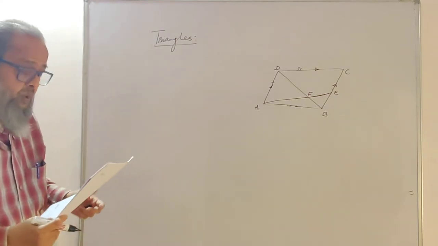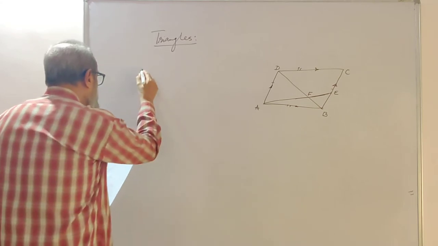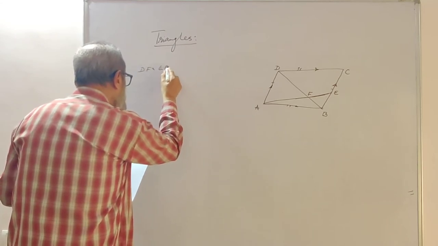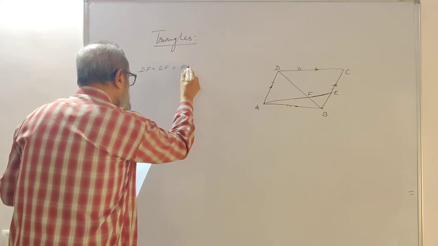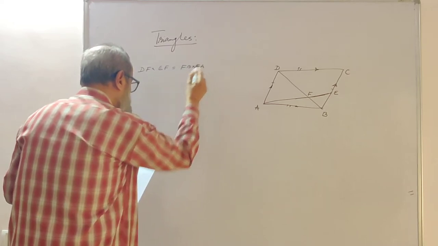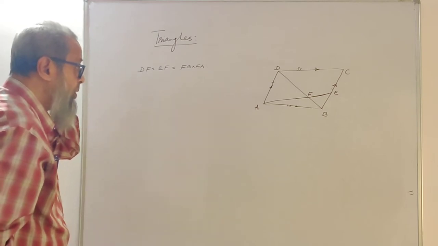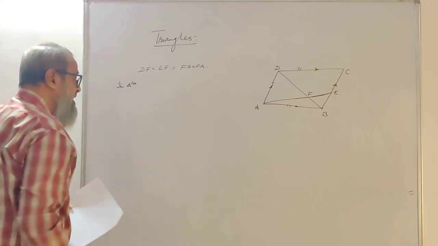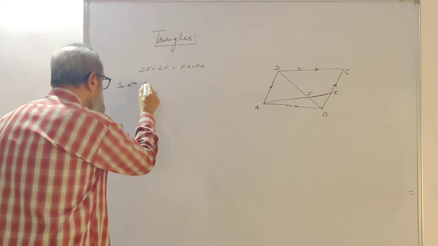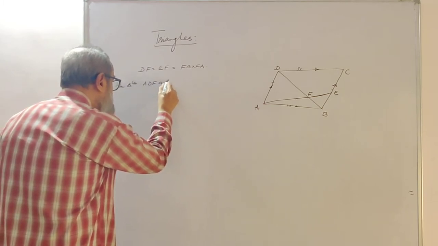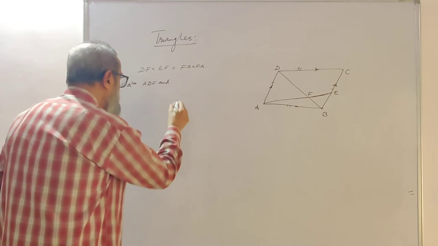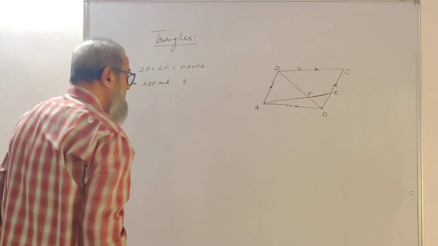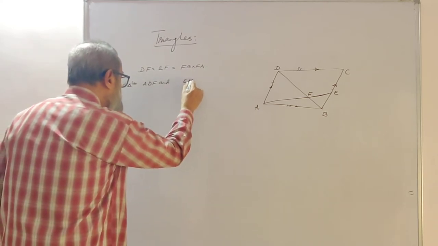Now, what we have to prove is DF into EF is equal to FB into FA. This is what we have to prove. Now, what I do is, in triangles ADF and EBF, I'll take it as EBF.